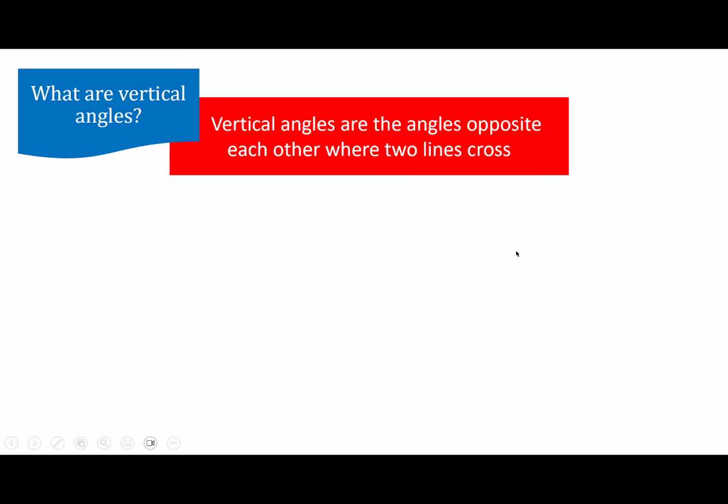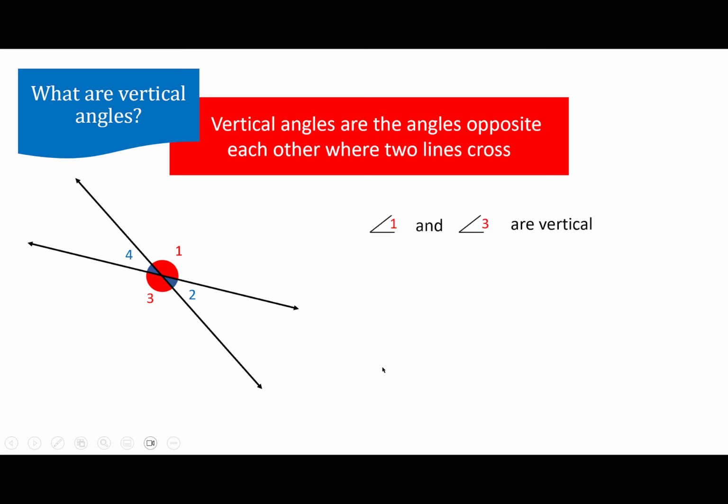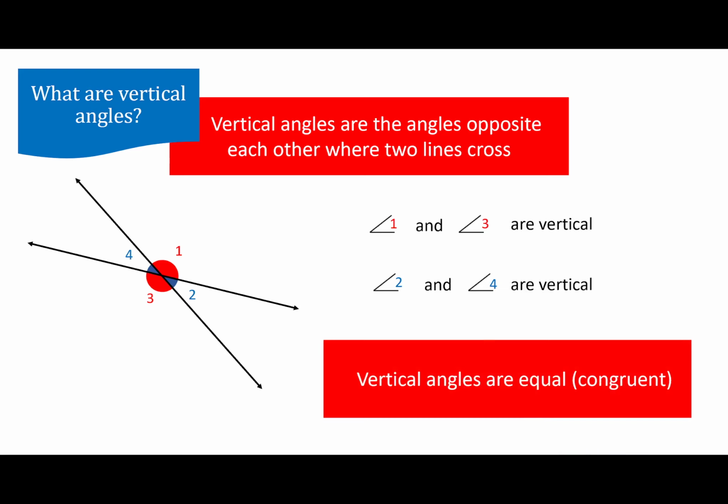What are vertical angles? Vertical angles are the angles opposite each other where two lines cross. So you have two lines crossing at this point. 1 and 3 are vertical, 2 and 4 are vertical. Vertical angles are always equal. Always equal. We sometimes say congruent.